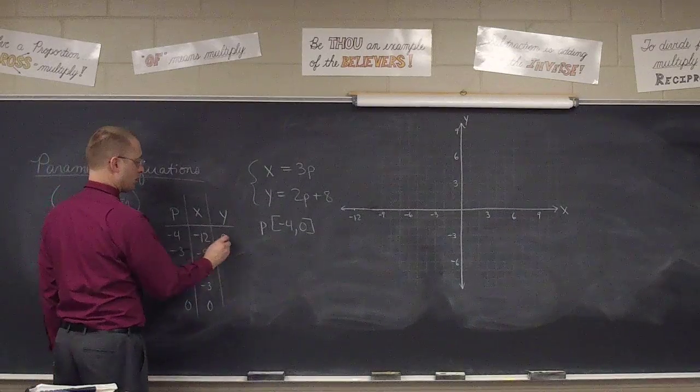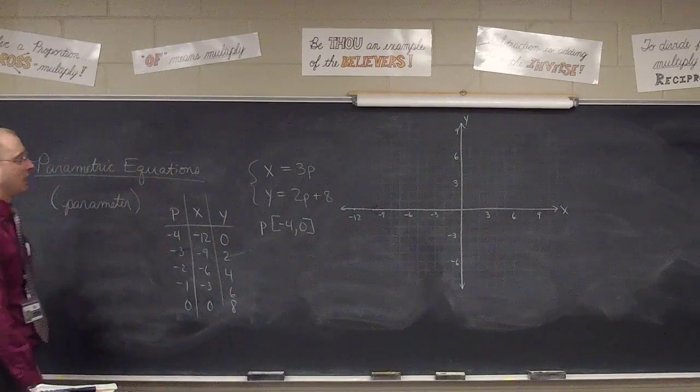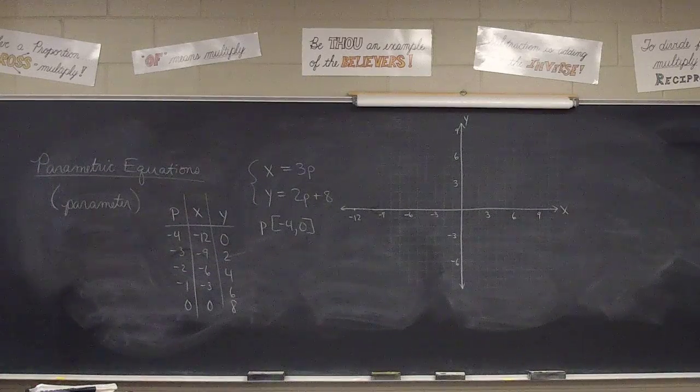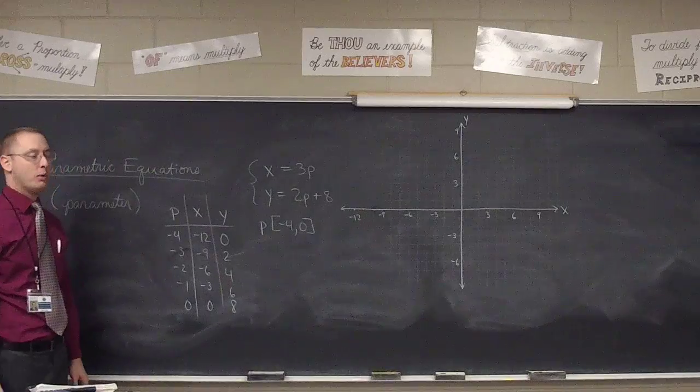All right, and now the y column, Quentin. 0, 2, 4, 6, 8. All right, and my y looks good. It goes up to 8. All right, and then we just plot the points. What's the first point we are going to plot, Jamie?